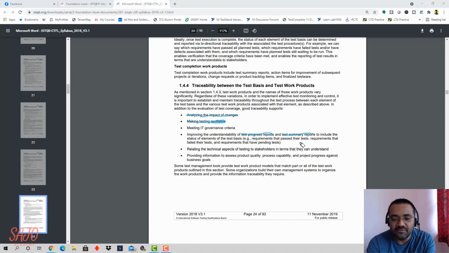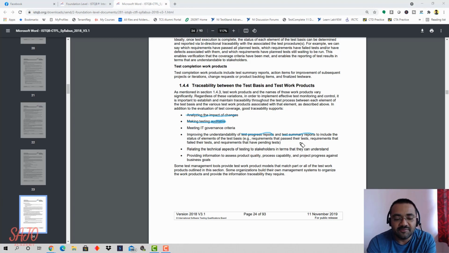If you give this information to the customer or the stakeholders, they will not be able to understand what you mean, because they don't know what your test cases are. But if you translate these results into the form of a test basis, into the form of a requirement, it would be more meaningful. Let's see how. I have given the example that there are 100 test cases, 80 passed, 20 failed. So you cannot tell this to the customer.